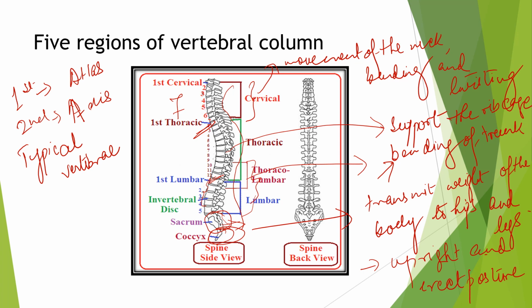So I think till now, the 5 regions of the vertebral column are very clear to you all. The first is the atlas, the second one is the axis, and we have divided the column into 5 parts. First is the cervical, second the thoracic, third the lumbar, fourth the sacral, and fifth the coccygeal.